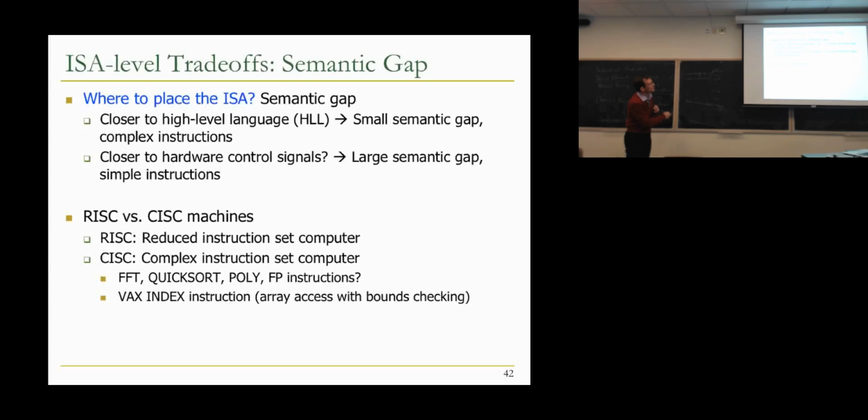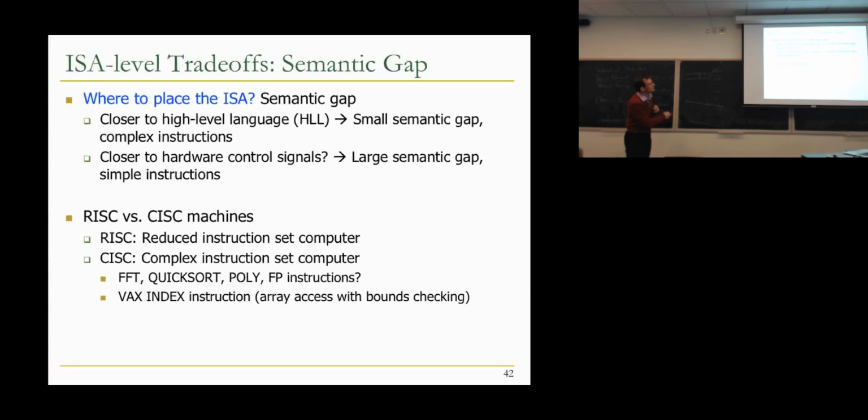Starting from this kind of philosophy, the earliest RISC architectures did not have FP, floating point instructions, because it's a more complicated data type than integer. You can emulate it with integer operations. MIPS, for example, did not have a floating point instruction. But they figured out it was taking way too long to do floating point operations, so they added support for floating point in the ISA. So the VAX index instruction is another CISC instruction. You can have array access with bounds checking. Actually, it's multi-dimensional array access.